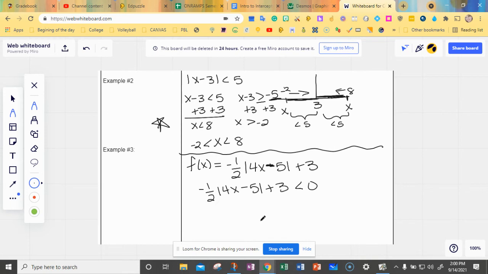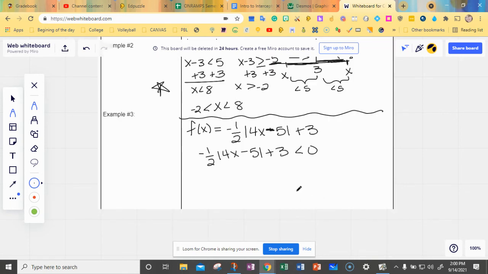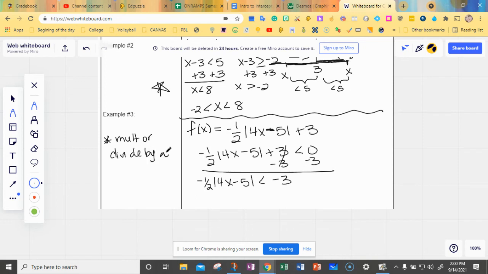So I'm going to basically do what I can to get the absolute value alone. So first things first, I'm going to subtract 3 from both sides. So I have negative 1/2 times the absolute value of 4x minus 5 is less than negative 3. Now, keep in mind, guys, when you're solving inequalities, anytime you multiply or divide by a negative, you have to flip your inequality.